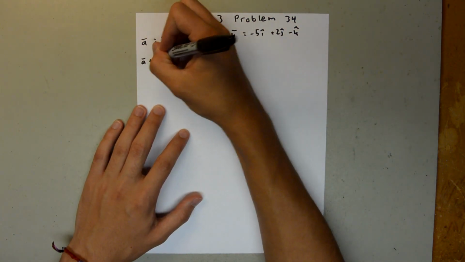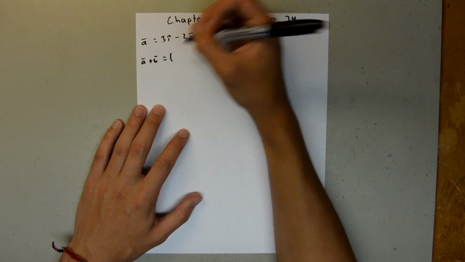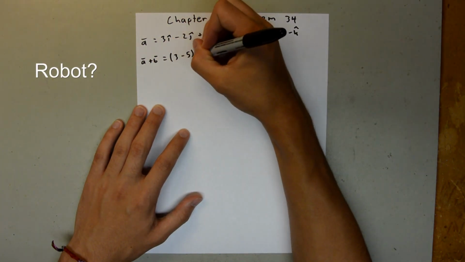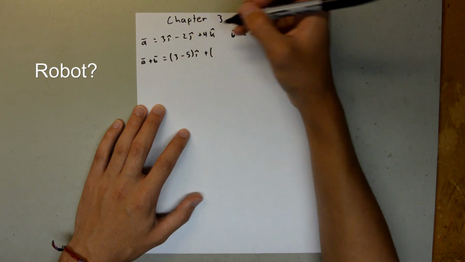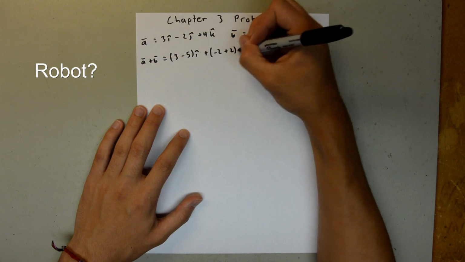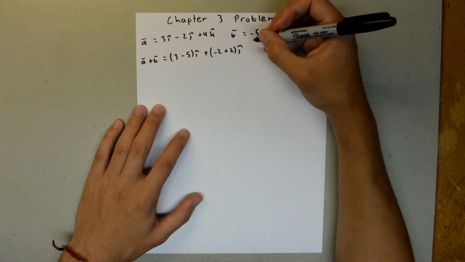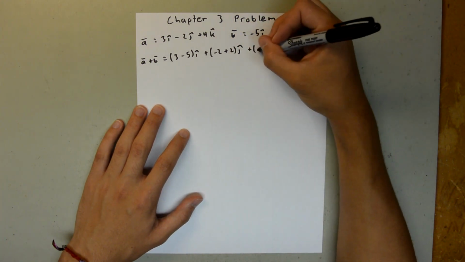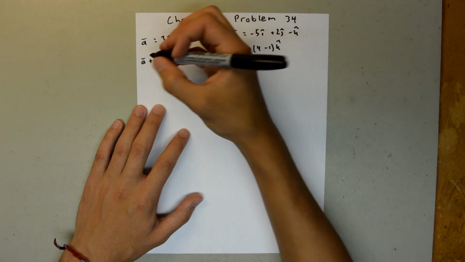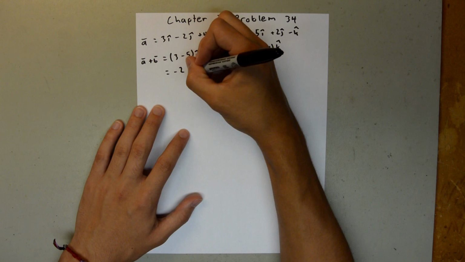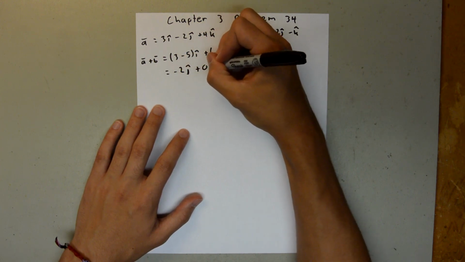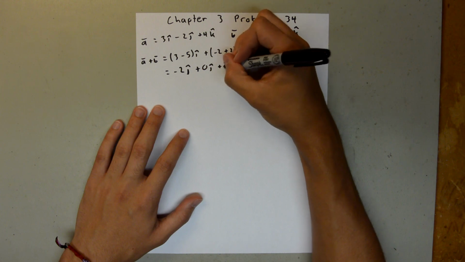So A plus B is going to be equal to 3 minus 5 i hat plus negative 2 plus 2 j hat plus 4 minus 1 k hat. And so that will be equal to negative 2 i hat plus 0 j hat plus 3 k hat.